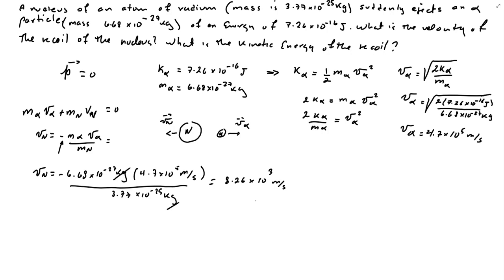So now we know the velocity of the nucleus. That was the first part of the question. So what is the velocity of the recoil of the nucleus, right? We got it. Now they ask you what is the kinetic energy. Kinetic energy of the recoil.